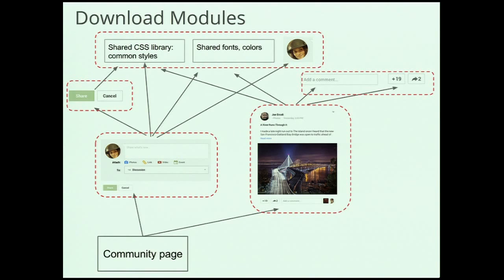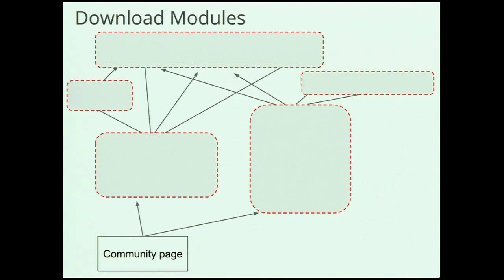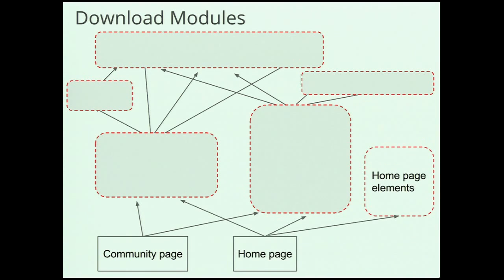Now for serving, it pretty much works in the way you would expect. You have the community page, which depends on the modules for the share box and the posts. And when it wants to render those, those modules, in turn, will pull in all the other modules that they depend on. And so this will include your buttons and your comment widgets and your fonts and common styles, et cetera. And then later on, when we visit the home page, we only additionally download just the modules needed for the home page, because we already have everything else.